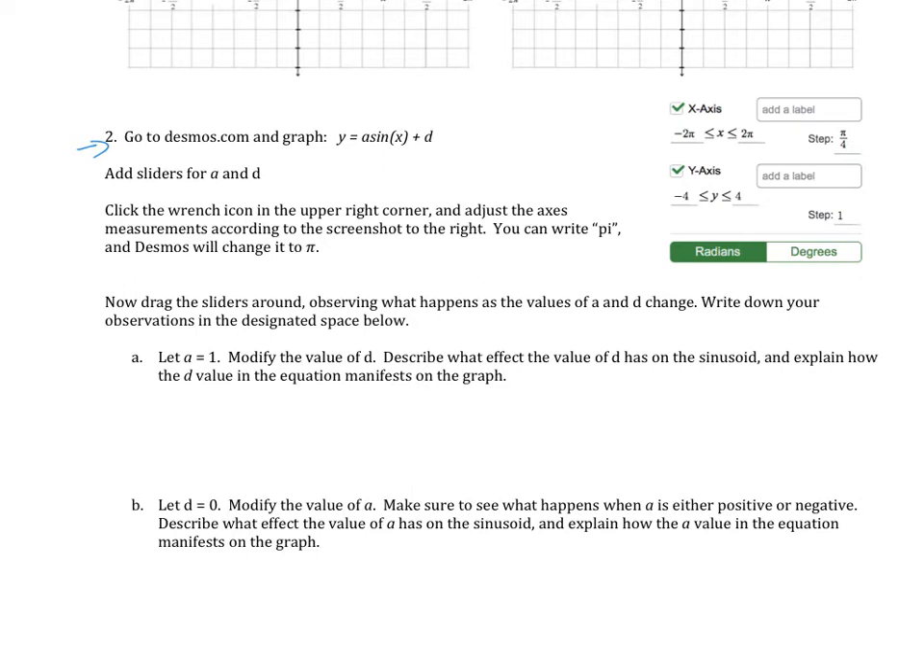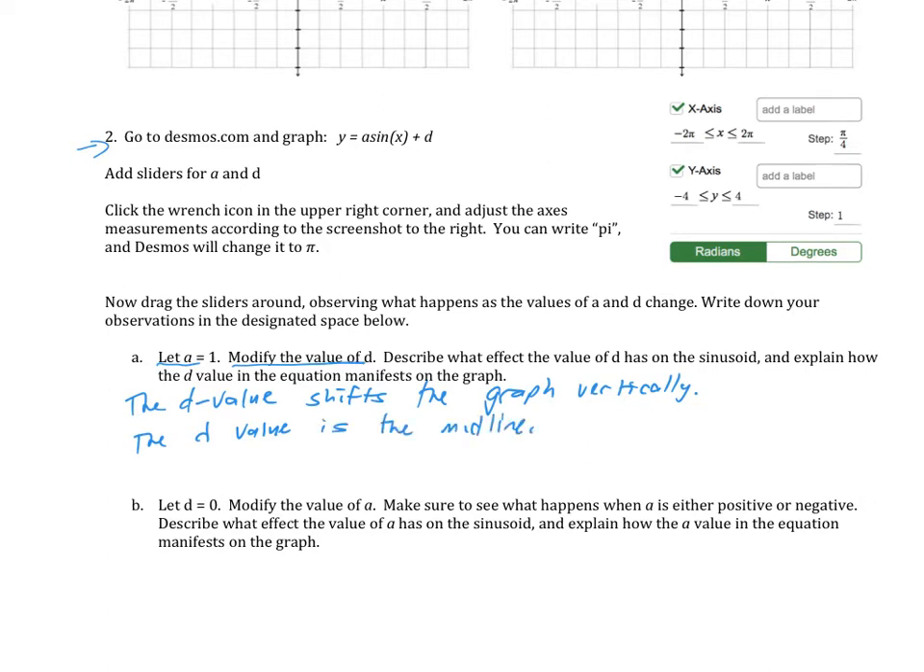So letter A says, let A equal 1 and modify the value of D. And then describe what effect the value of D has on the sinusoid and explain how the D value in the equation manifests on the graph. Right? So the D value shifts the graph vertically. So that means it makes it move up or down. And the D value tells us, or it is the midline of the graph, right?